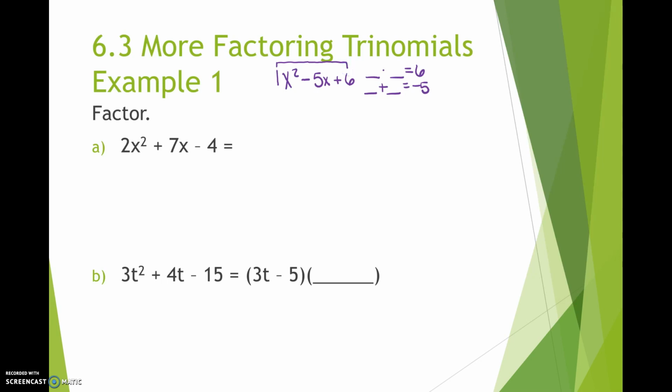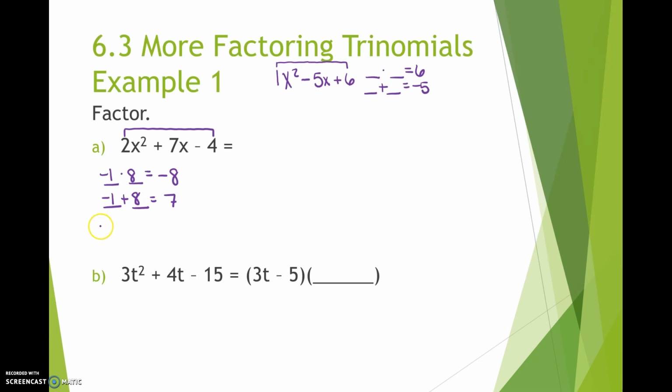But like yesterday, that a value was 1. 1 times 6 is still 6. In this case, we are going to do 2 times -4. So we are looking for two numbers that multiply to give us -8. Those same numbers add up to 7. Which numbers do that? -1 times 8 is -8. -1 plus 8 is +7.